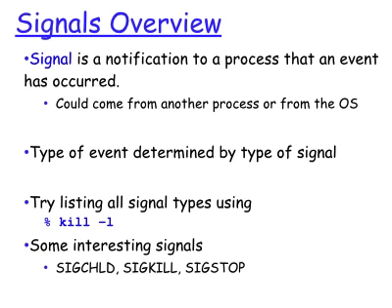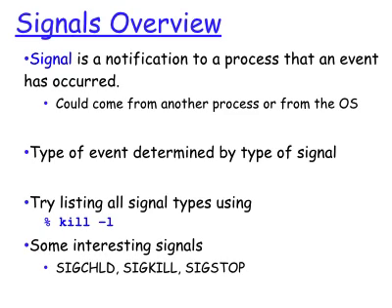Next, we discuss signals, another type of interprocess communication mechanism. A signal is an event notification to a process. A signal could be generated by a process or it could be generated by the OS. But a signal is always delivered to a process.